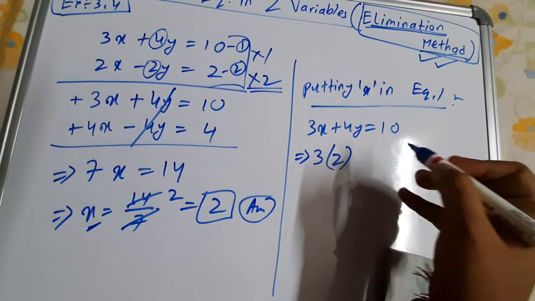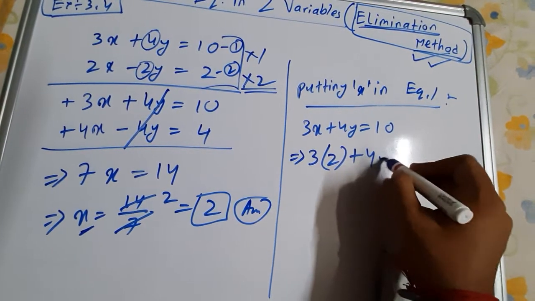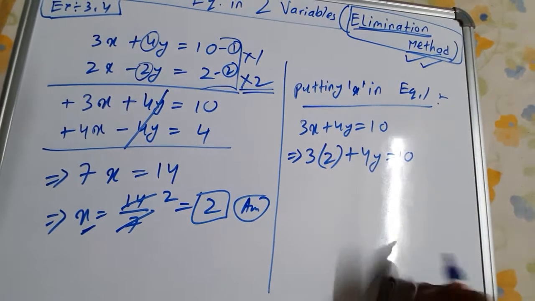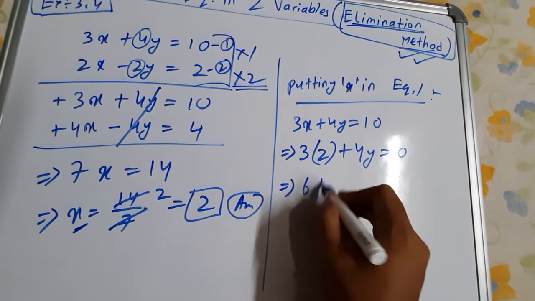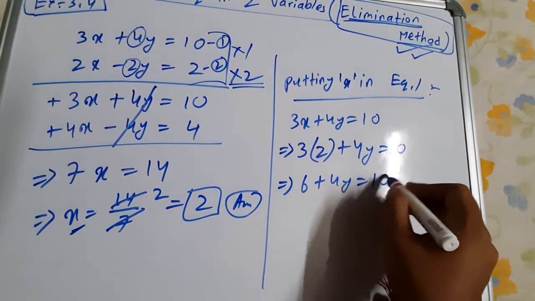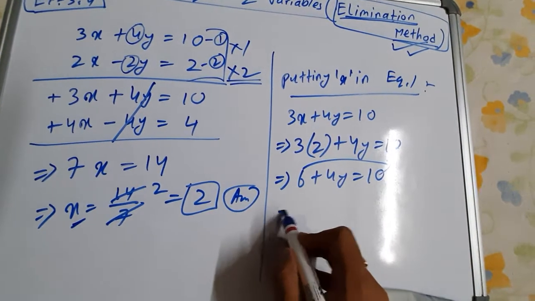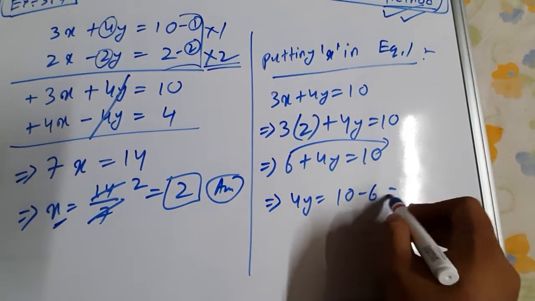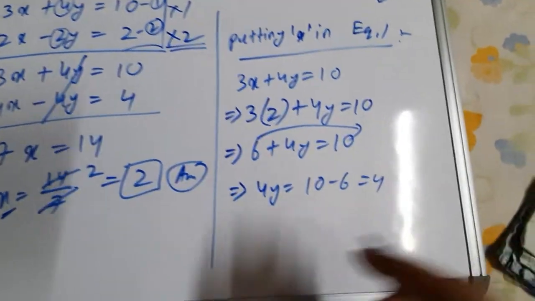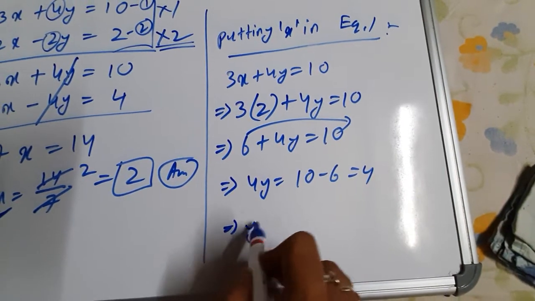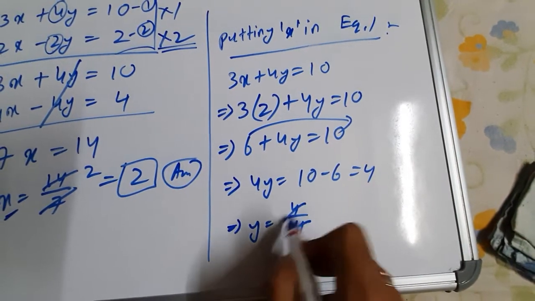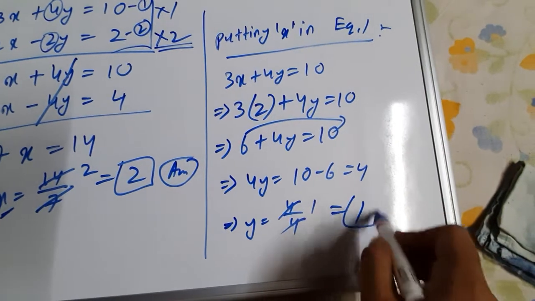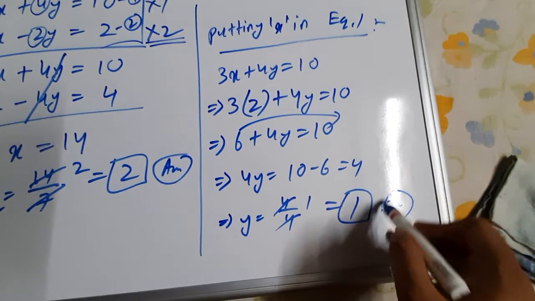Okay, 2 is the value of x, plus 4y equal to 10. Now you all know this is 6 plus 4y equal to 10. Now this 6 will go over there. So 4y equal to 10 minus 6, that is equal to 4. So 4y equal to 4. Okay, so y will be 4 by 4, that is it cuts and becomes 1. So y is 1. This is the answer for y.